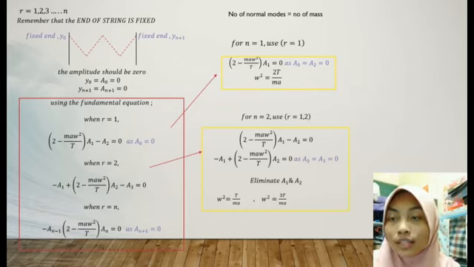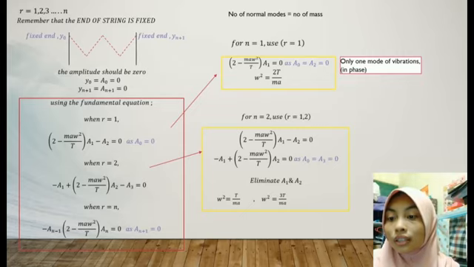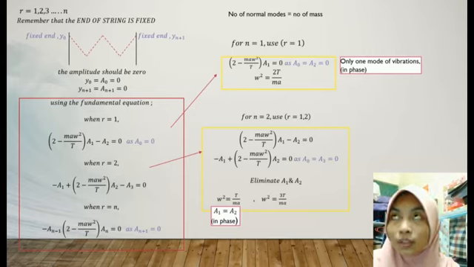For n equal to 1, we know that there is only one mode of vibration, so the mass there is in phase. For n equal to 2, for the first angular frequency, which is T divided by ma, we get a1 equal to a2, so it is in phase. For the second one, 3T divided by ma, we get a1 equal to negative a2, so it is out of phase.